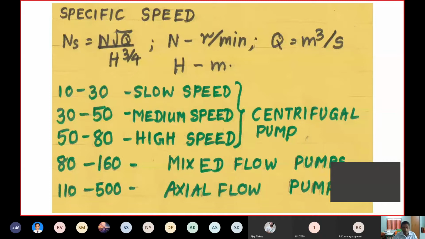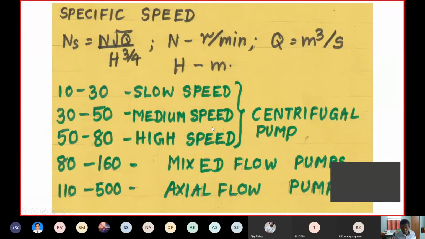So this is what is used, and for this N should be in revolutions per minute, not revolutions per second or radians per second, but revolutions per minute. Q is meter cube per second, H is meters. So here you have different types. 10 to 30 is slow speed impellers, 30 to 50 is medium speed, 50 to 80 is high speed.